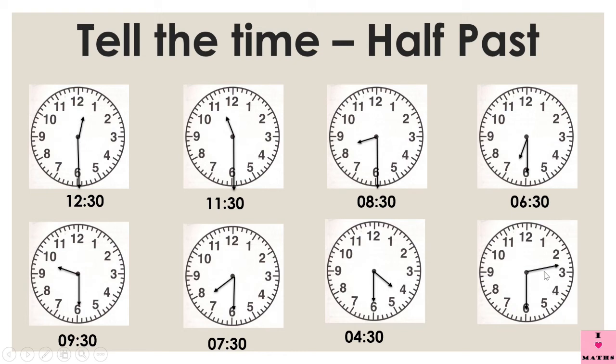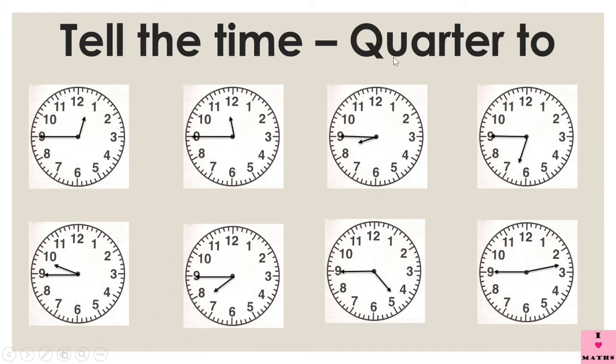In this clock, the hour hand is exactly between 2 and 3. It has crossed 2, it will go towards 3, and this time is called half past 2, or 2:30. Okay, now only one thing is left, and that is quarter to.